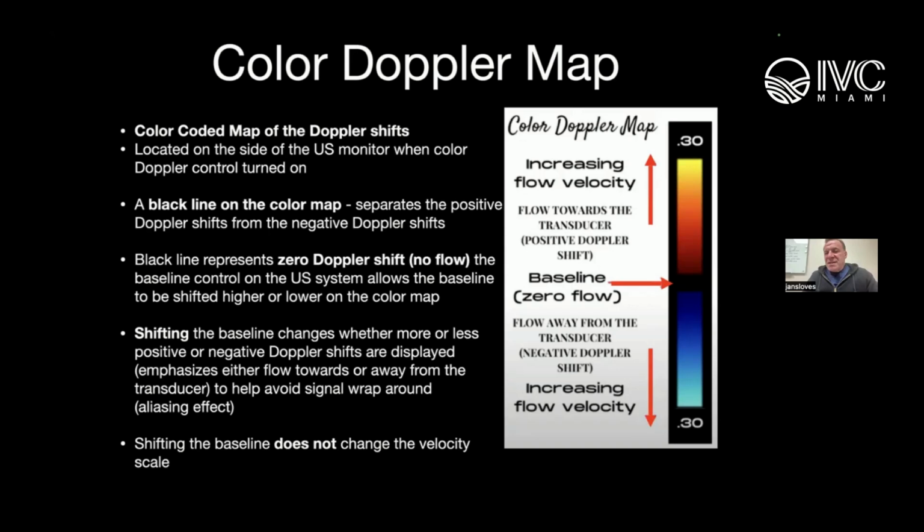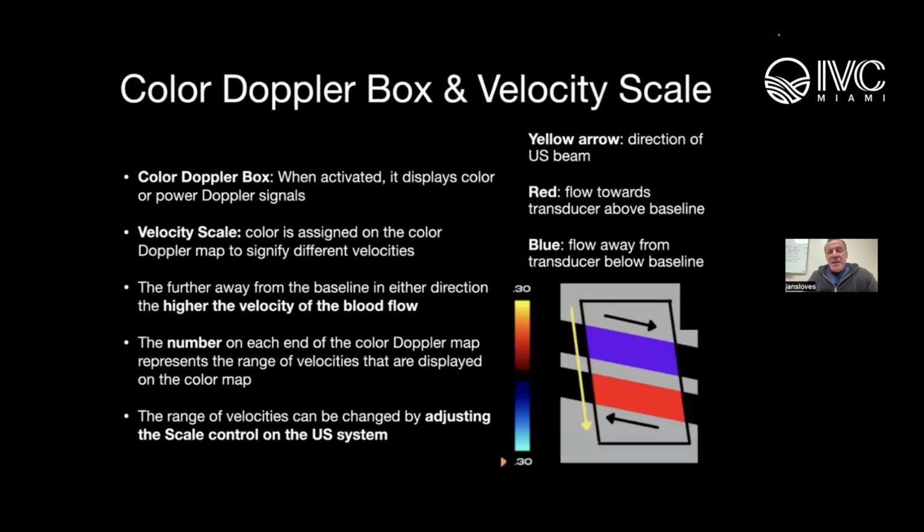So what you're seeing here also is that when you look at a color map and you see those higher hues, this is where we're having the increasing velocity. And all maps are basically similar. Their profile may be slightly different, but the essence of it is the same. Now, with that, let's talk a little bit about the color Doppler box and the velocity scale.